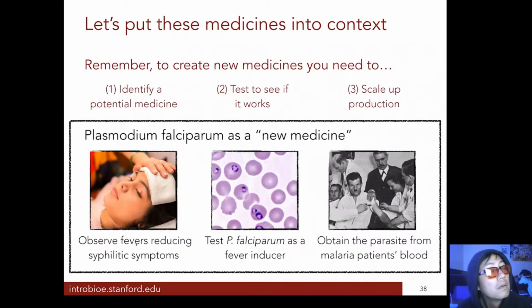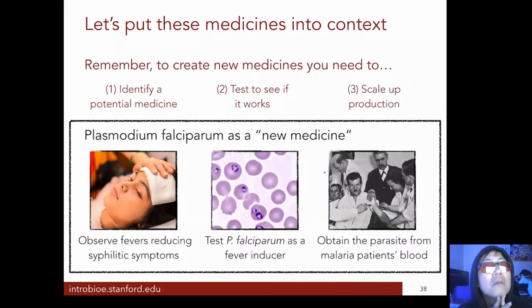that a fever reduces syphilitic symptoms, right? And then that leads them to test Plasmodium falciparum as a fever inducer, right? So they think, okay, a fever could be used to treat syphilis, and I know that Plasmodium falciparum causes a pretty high fever, and so I'm going to test it as a fever inducer. The scale up in this case is sort of weird.